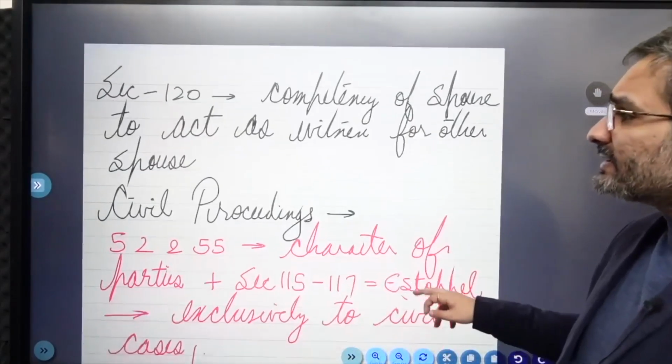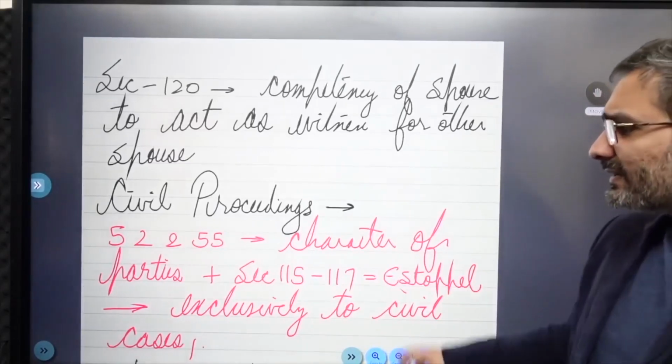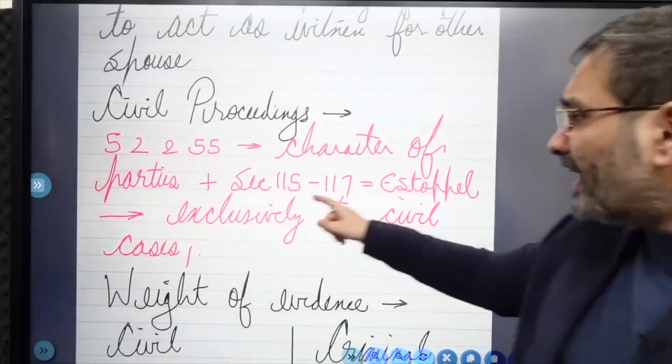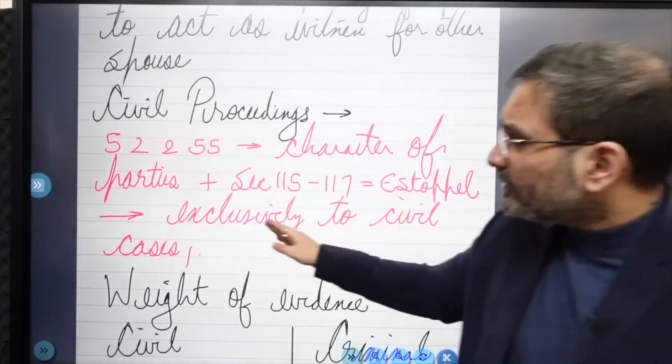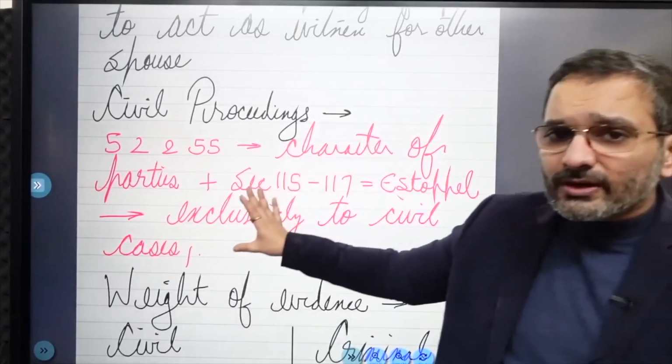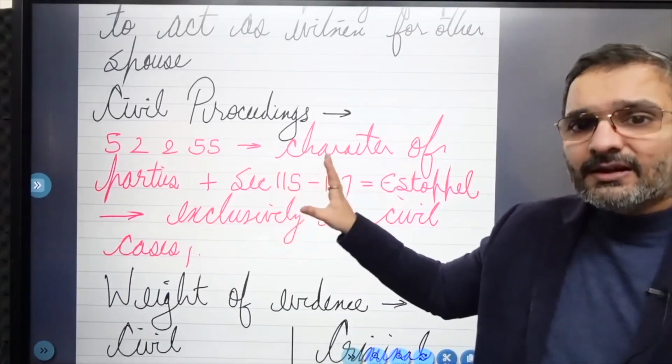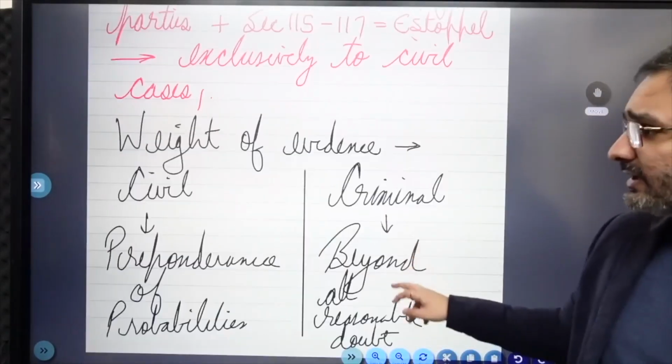Section 120 competency of spouse to act as witness of other spouse. Civil proceedings पे 52 and 55 character of parties plus section 115 to 117 estoppel exclusively to civil cases. ये जरूर लिख लीजिएगा because prelims में आ जाते हैं questions on in such manner.